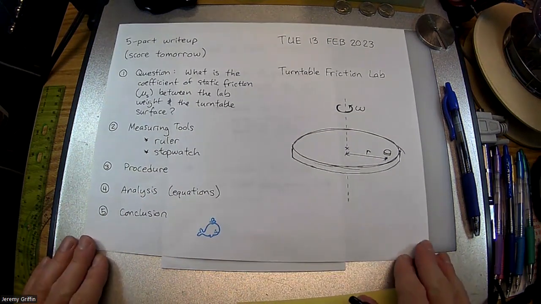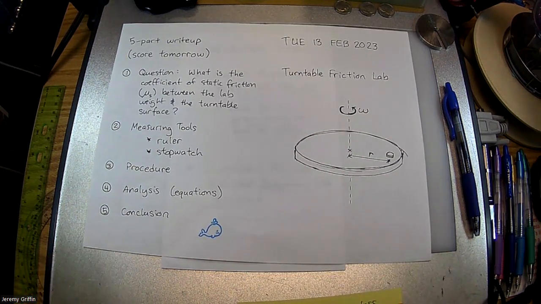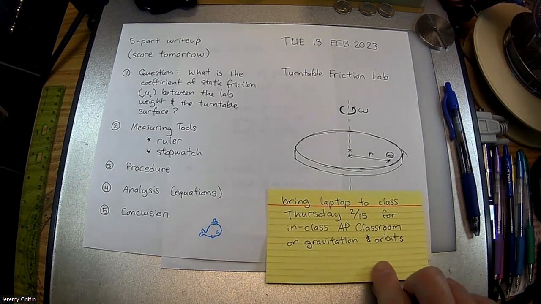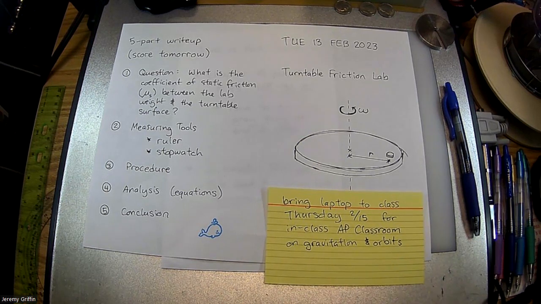Do you guys think you can figure this out by end of class and have the full 5-part write-up? So then I'll walk around, make sure you guys are on track, and tomorrow we'll go through and score your 5-part write-up. And remember, definitely bring your laptop Thursday, so I'll have some AP Classroom questions for you then. All right, everything you need is back in the lab area.